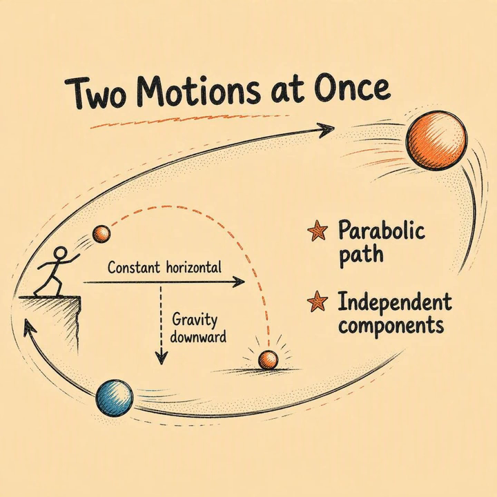Projectile motion combines two independent motions. Horizontally, the object moves at constant velocity when air resistance is ignored. Vertically, gravity accelerates it downward. Together, those motions create a curved, parabolic path. A thrown ball, a kicked soccer ball, and a launched rocket all reveal this same pattern.